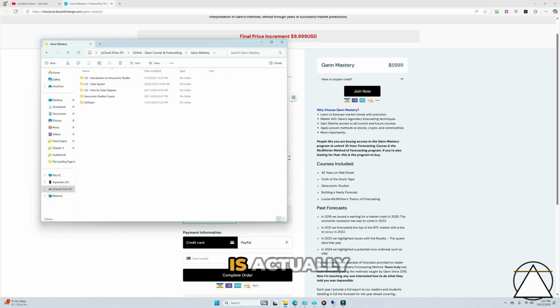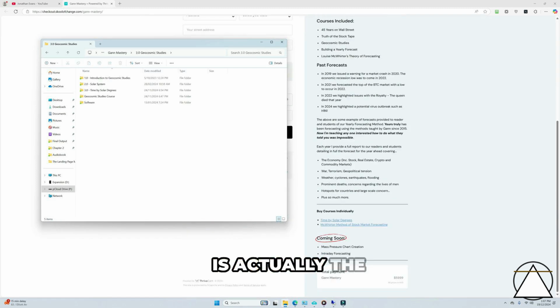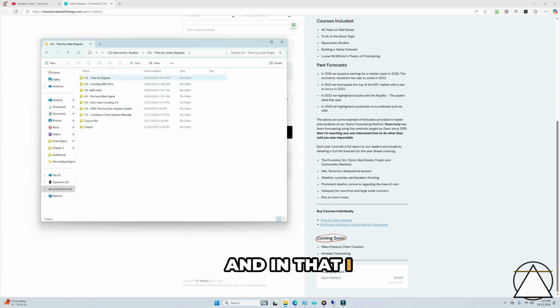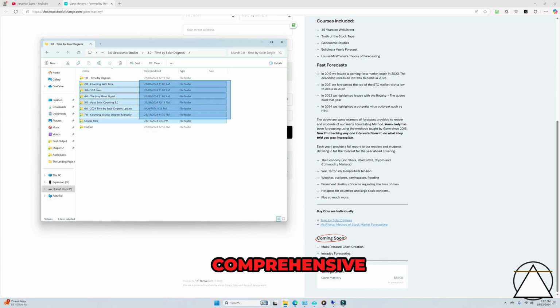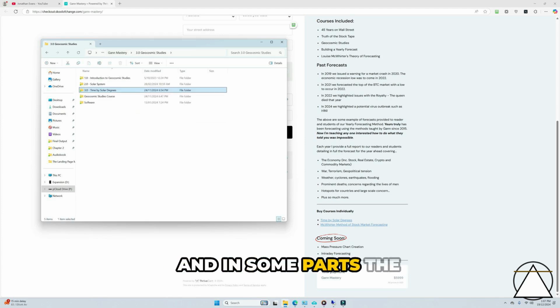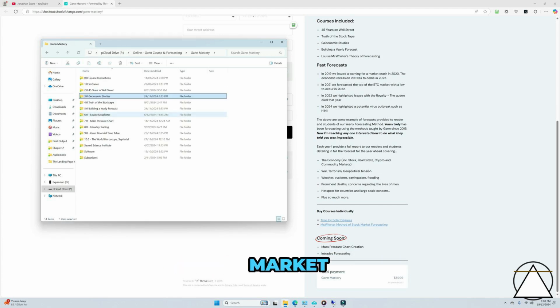Geocosmic Studies is actually the time by solar degrees course. So I have an introduction to geocosmic studies. We have a look at the solar system, and then I've also got time by solar degrees. So this is where this program is actually included. And in that I teach time by solar degrees, how to count time, lazy man signal, auto counting, 2024 time by solar degrees update, and I've also got counting in solar degrees manually. So this is a pretty comprehensive program, and it's going to teach you how to use the sun and in some parts the moon to forecast market highs and lows.